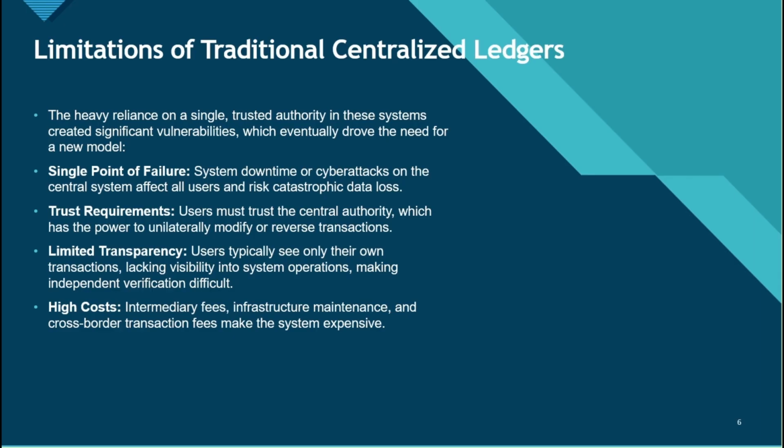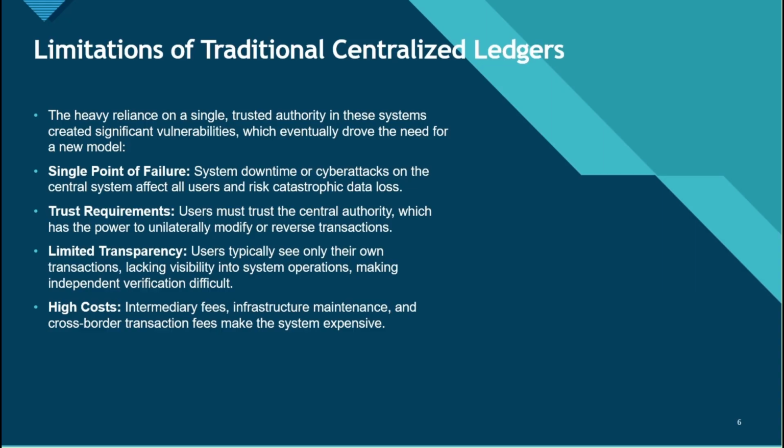2. Trust requirements. Detail. Users must inherently trust the central authority, the bank, government, or corporation, to be honest, competent, and secure. Implication. The central authority has the unilateral power to modify or reverse transactions without external consensus. This lack of checks and balances means that users are completely dependent on the central party's integrity, raising concerns about potential fraud, error, or censorship.